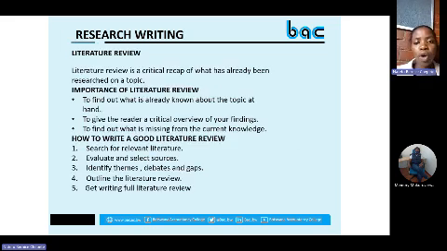Yes, we are moving on to the literature review. A literature review is a critical recap of what has already been researched on a topic.